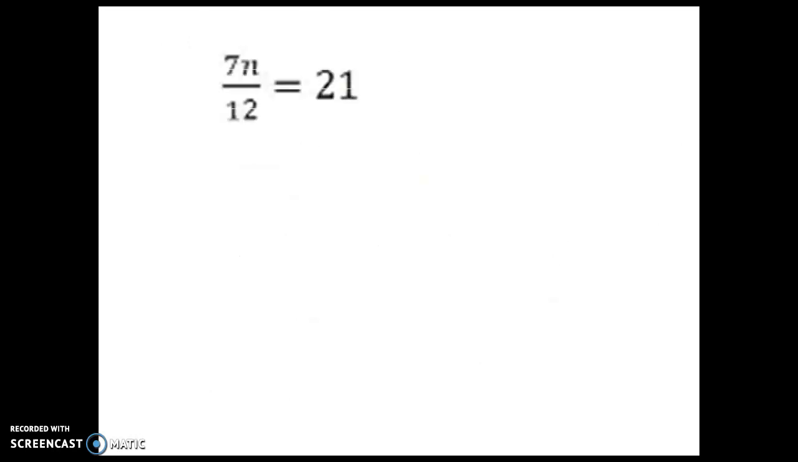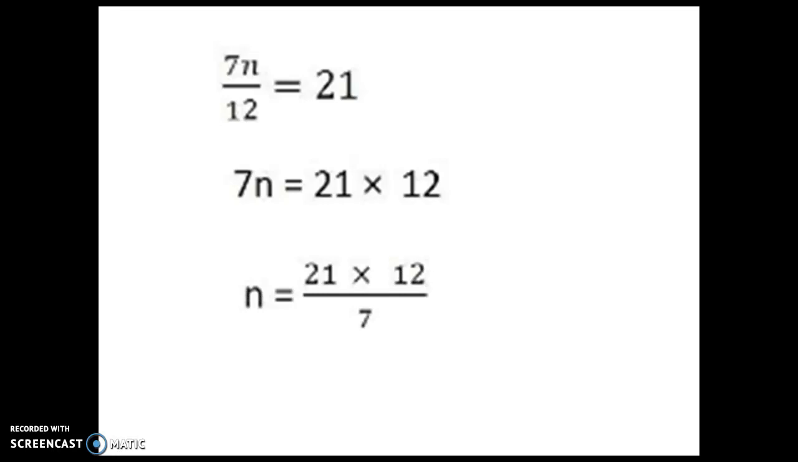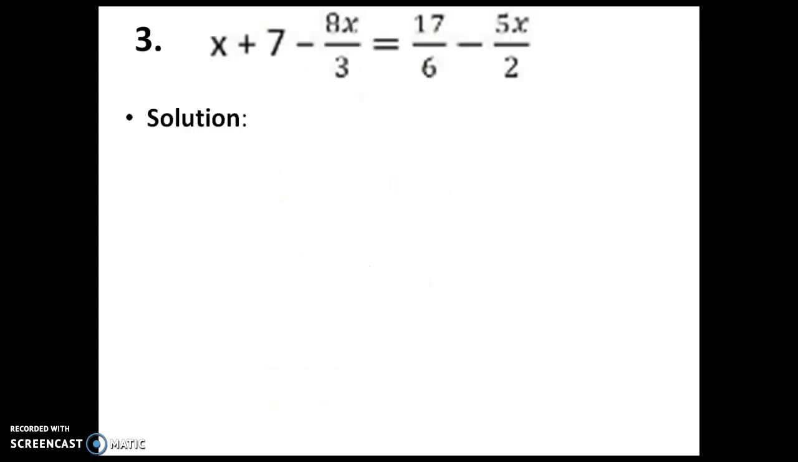Then this 12 I am taking to the RHS, so it will go in multiplication. Then 7 is in multiplication; when it goes to the RHS it will go in division. So 7 3s are 21. So that's why 3 into 12 is 36. So n is equal to 36. That's the answer. Next problem.